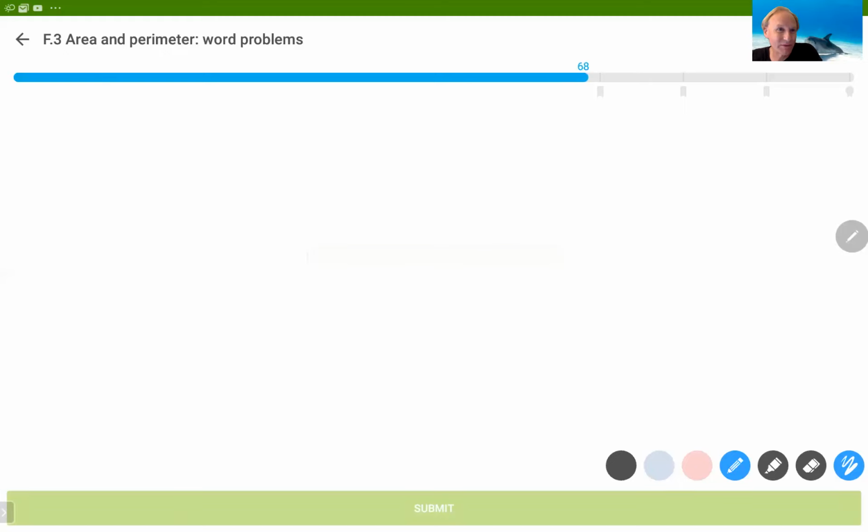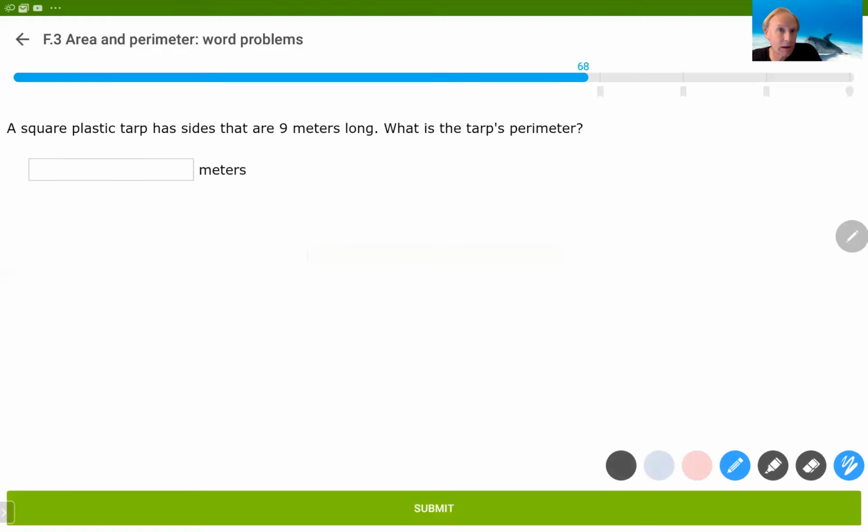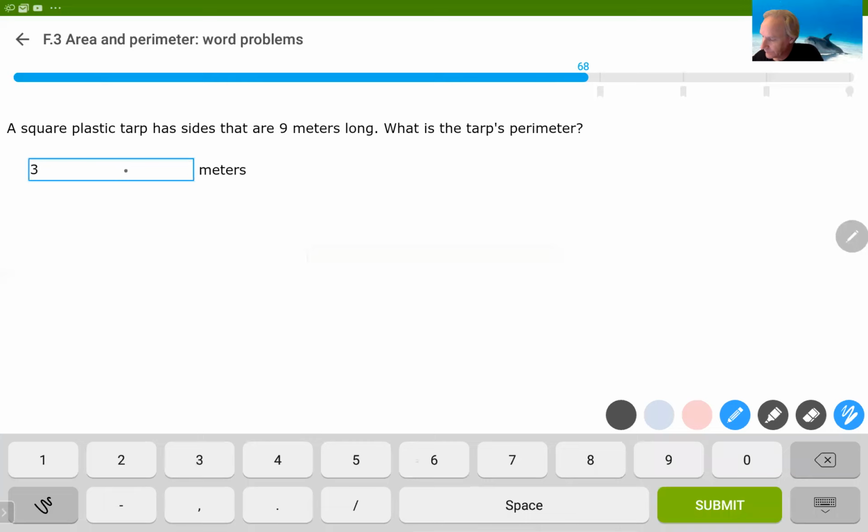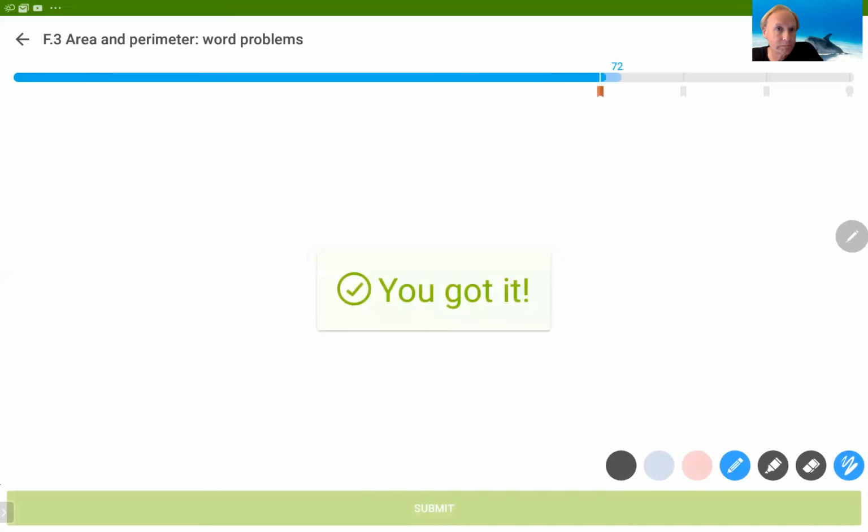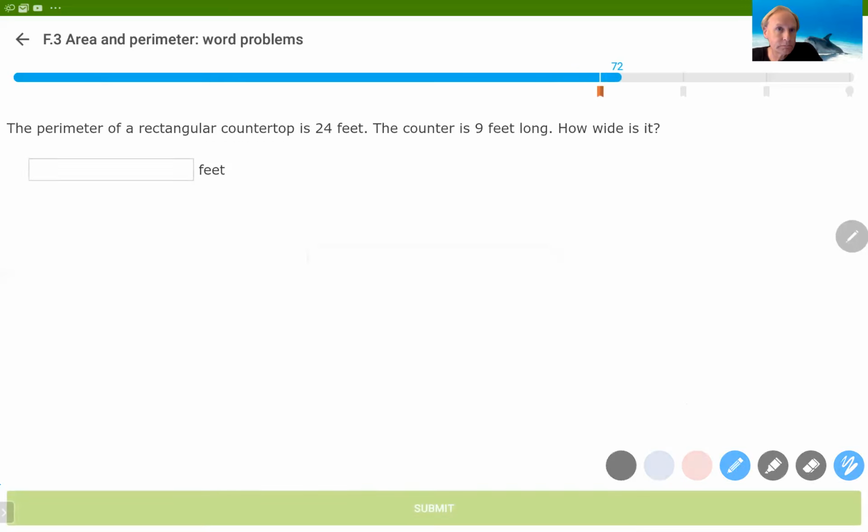Hopefully you guys can go a little faster than I'm going. Square this time. What is the perimeter? That's 4s, which is 36. I'm just going to write it in. 24, perimeter is 24, and the counter is 9 feet long.